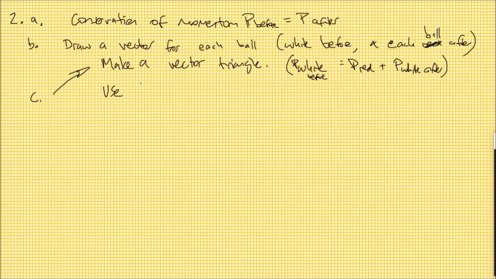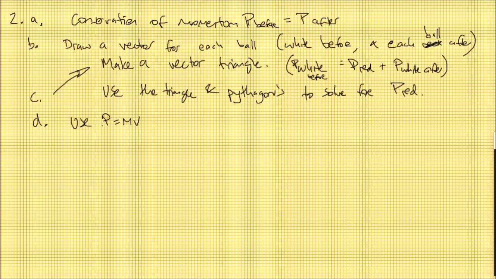Part C, here's your point of drawing a vector diagram, of which we've actually just done. So the first one was a vector equation. Now you're actually going to turn it into a vector diagram and use that, and Pythagoras' theorem, to show that the size of the momentum of the coloured ball is 0.11 kilogram meters per second.